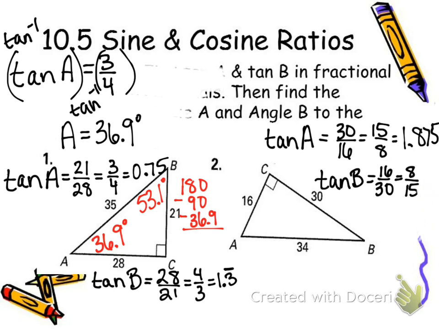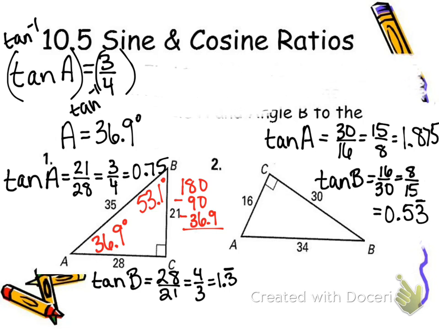As a decimal? What's it going to be? 0.53 repeating. Good. The last thing we have to do is figure out what those angles actually measure to be. So in order to do that, what function do we have to use? Not just tangent. Inverse tangent. For both of them? Well, that's up to you. You can either do it on both, or once we find one of them, we can subtract from 180.